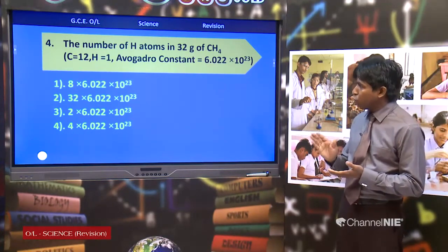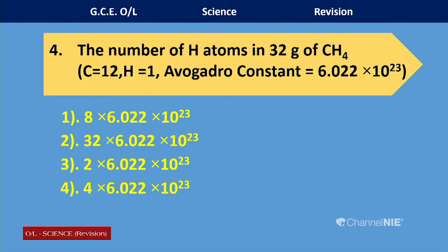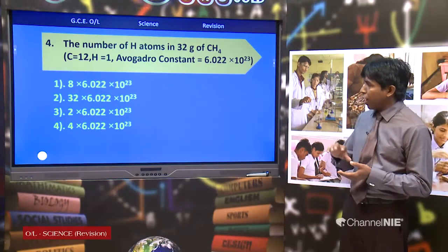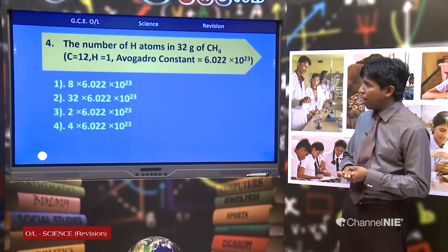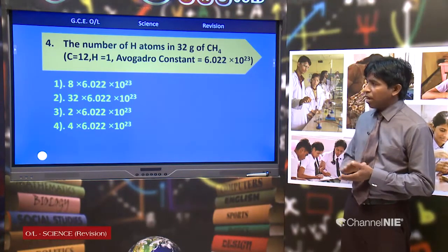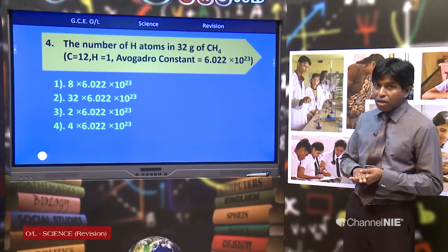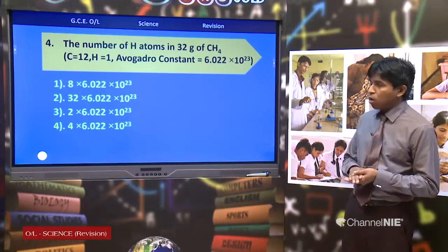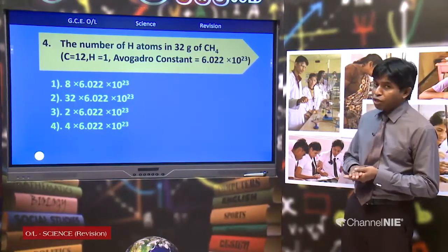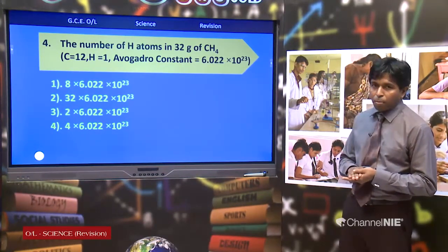2 moles. From 2 moles you find the number of moles of hydrogen. So, you get hydrogen moles 2 into 4, 8 moles of hydrogen. So, 8 atomic moles of hydrogen you can convert into the number of H atoms by multiplying by Avogadro's constant. So, 8 atomic moles of hydrogen multiplied by Avogadro constant. Then you get the answer 8 into 6.022 into 10 to the power 23. So, the answer will be the first one.